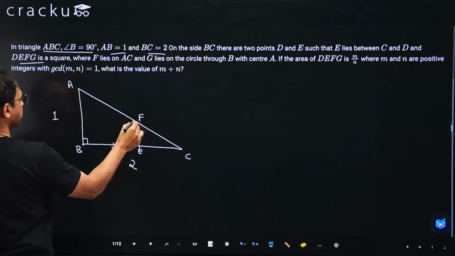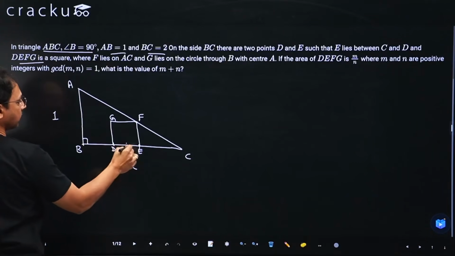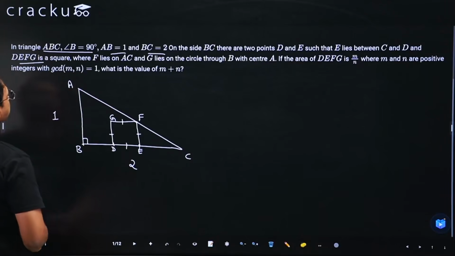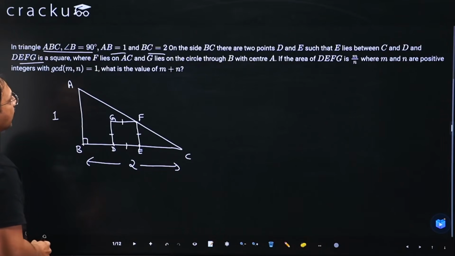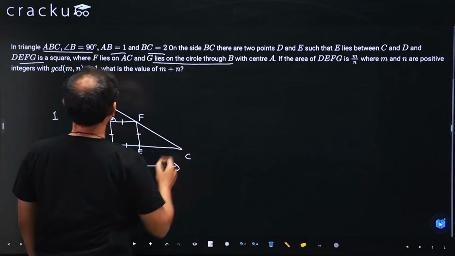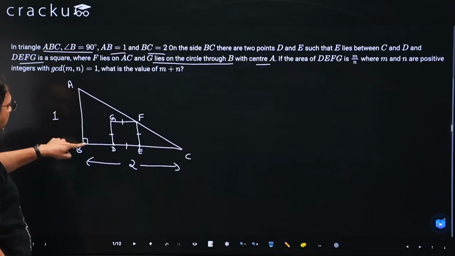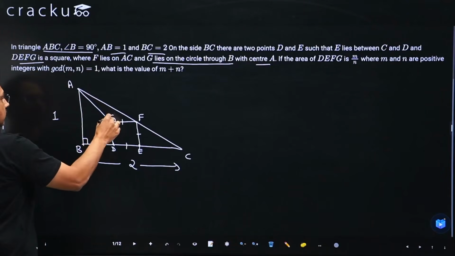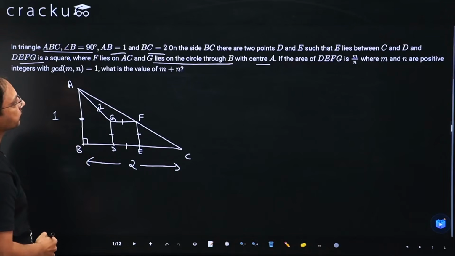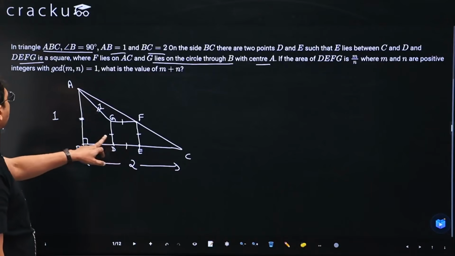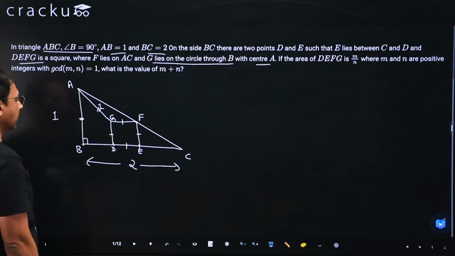So DEFG. This is a square. So these four sides are equal. This entire thing is 2. G lies on the circle through B with center A. So A is the center, B and G will be equidistant from A. So these two will be same. This is 1. So this also will be 1. If the area of DEFG is m by n, where m and n are co-prime, what is the value of m plus n? So we need the area of this particular square.